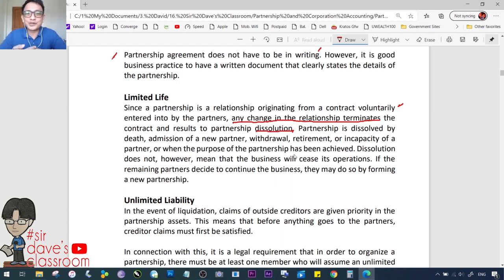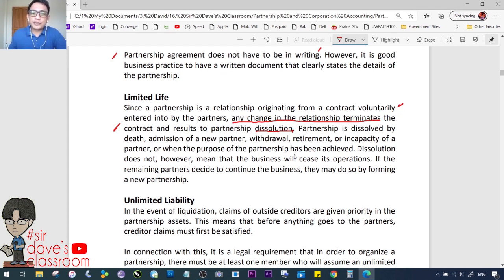This involves the realization of assets, meaning to say, conversion of non-cash assets into cash, and then payment of outside creditors, and then kung meron mang matira, yun yung paghahati-hati ng mga partners. So, those are the 4 subtopics under our main topic, partnership. So, yun yung dinidescribe muna dito. Any change in the relationship, nabanggit na natin kanina, results in partnership dissolution. Madi-dissolve yung partnership. So, that means to say, dissolution does not necessarily lead to liquidation. Okay? Dissolution does not mean liquidation.